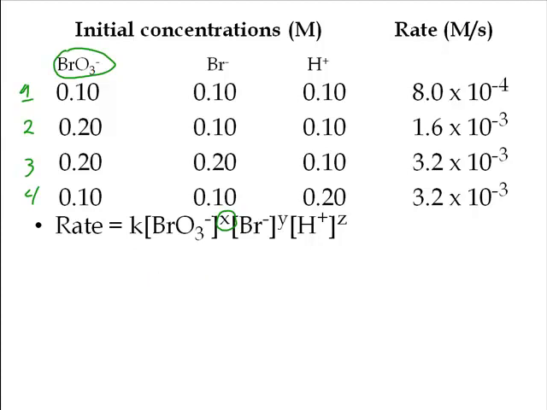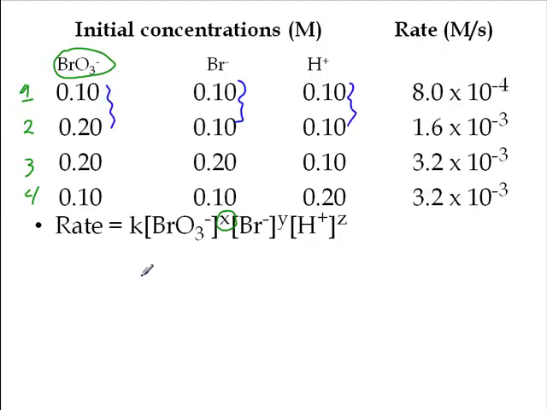Okay, so the key to doing this problem is to change only one variable. And what I mean by that is we're going to look for a change in the concentration of bromate, while we keep these other two the same. And that makes it a lot more reasonable. So if you look up here, those are the same and those are the same. However, we've got a change right here.